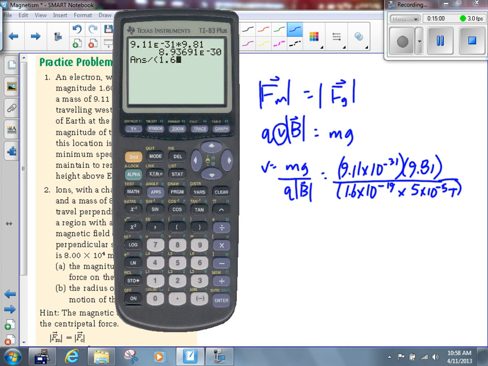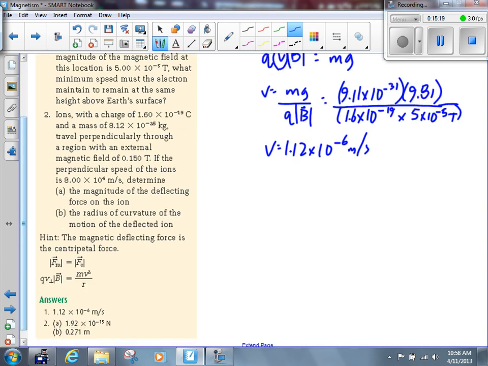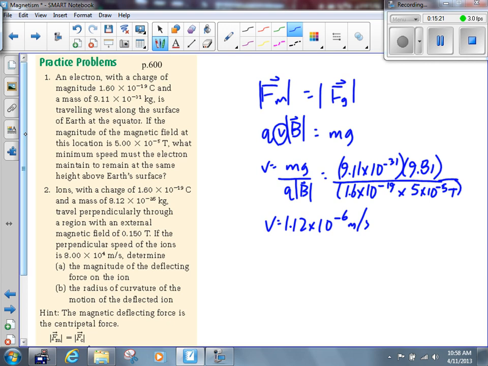1.6 times 10 to the minus 19 times 5 times 10 to the minus 5. What do we get? 1.12. V is equal to 1.12 times 10 to the minus 6. Is that the answer that was in the book? Yep. We're good there?